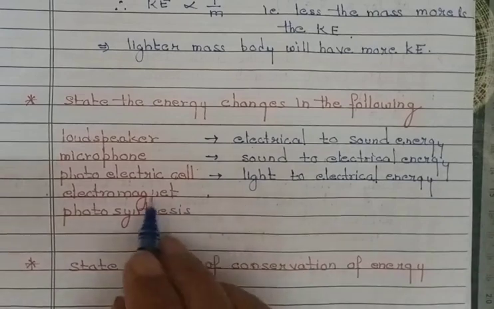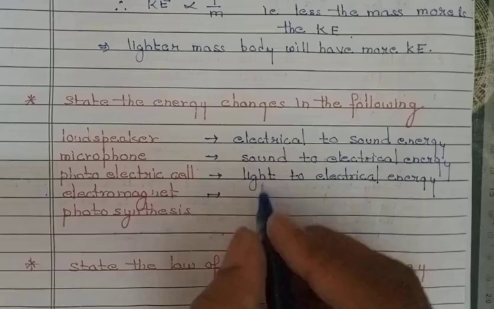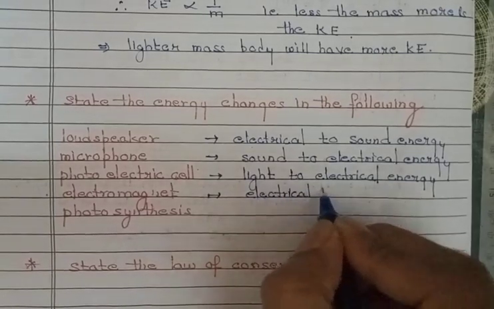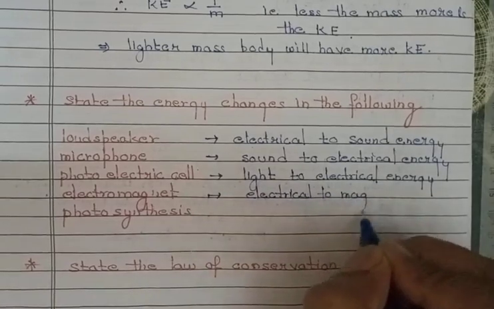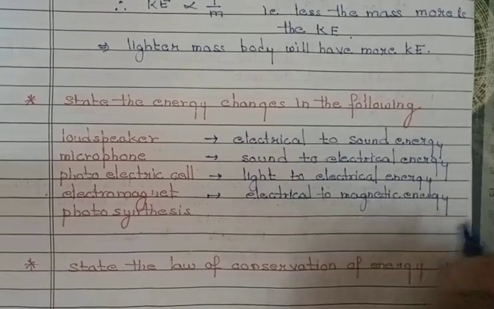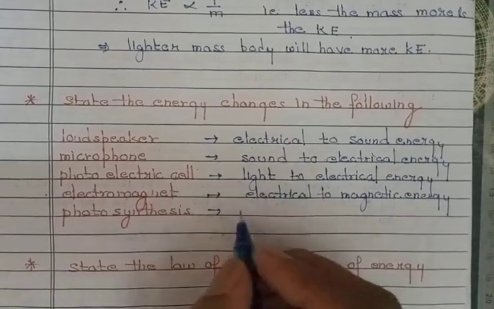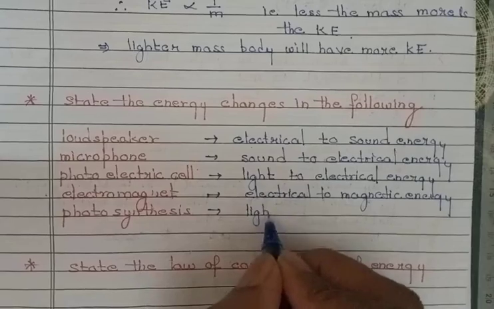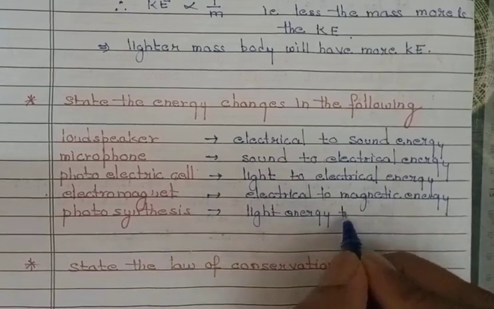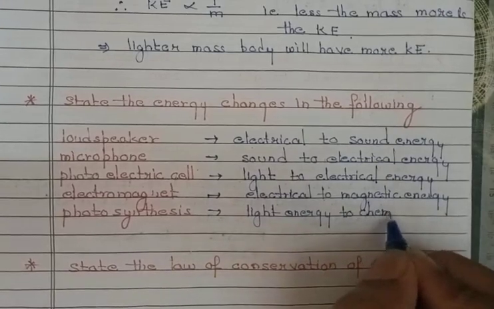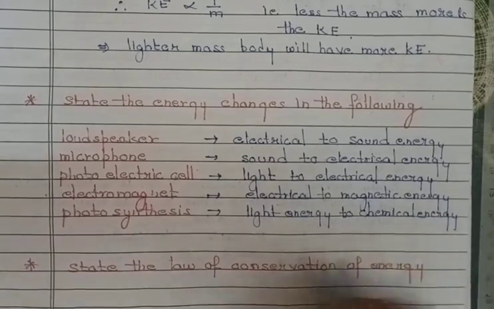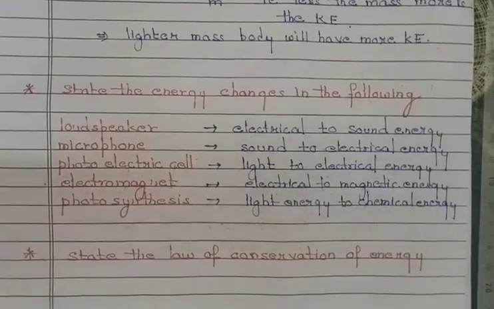Okay, the next we have electromagnet. Now in electromagnet, it is electrical energy to magnetic energy. And then in photosynthesis, light energy of sun to the chemical energy in the plants. So this is the energy conversion that takes place.